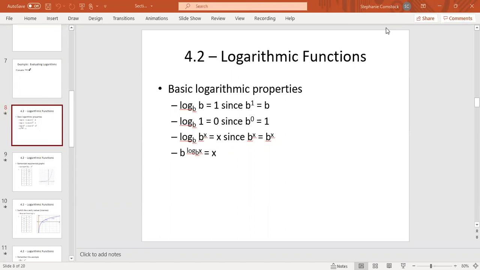Okay. Now we also have b to the 0 is 1, that's another property that we know from exponentials, and I rewrite that in its log form. We have log base b of 1 is 0. Now we'll utilize this a little bit when we go into our graph pictures.